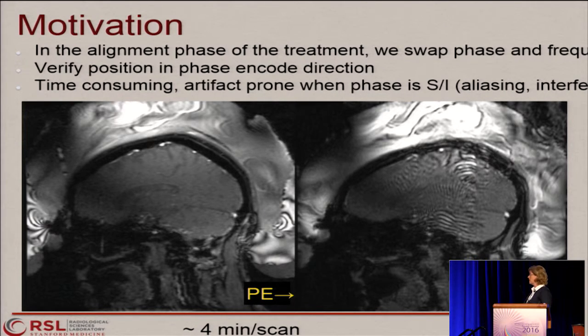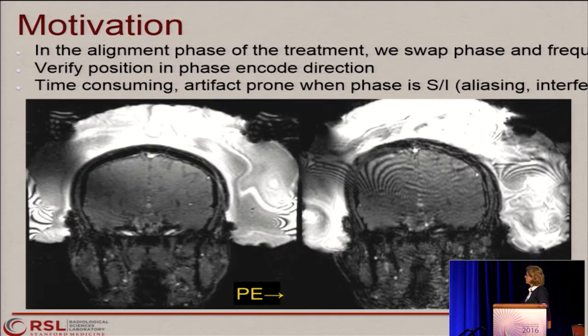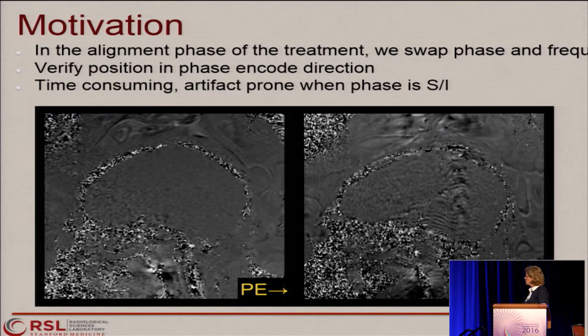But more importantly, it's artifact-prone when phase is in the SI direction. You can see here, there's some aliasing artifact from the vessels down in the neck that's coming around here, and an interference pattern. You can't just swap scan planes in order to get around this artifact, because here again phase encode is in the SI direction, and we still see this aliasing artifact from the body that's coming up and aliasing in there, and it comes through in the temperature map. So you can see the artifact here, and then over where we're sonicating there's artifact as well.